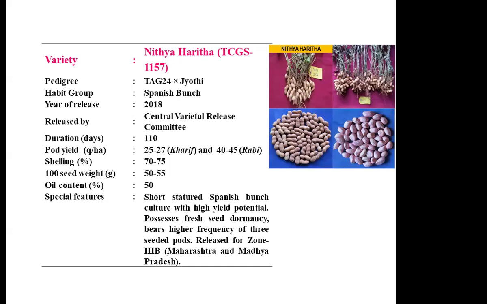Jyoti takes almost 125 to 130 days, a Virginia line. This Nityaharita, though it looks like Virginia, behaves like a Spanish bunch and matures in 110 to 115 days with cluster bearing. Very good pod filling, not like Jyoti. This is a very good alternative, a very high yielder also, both for Kharif and Rabi season.